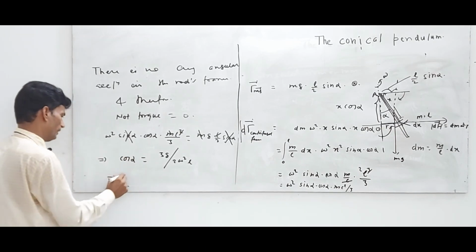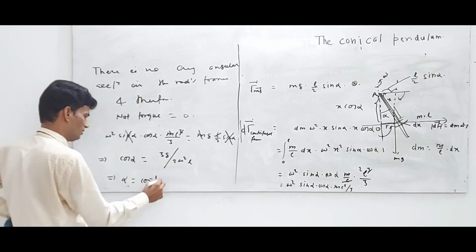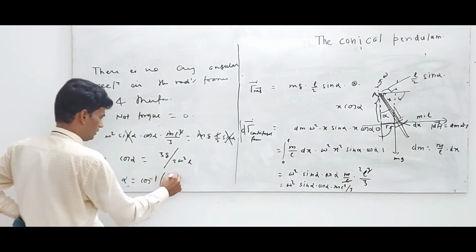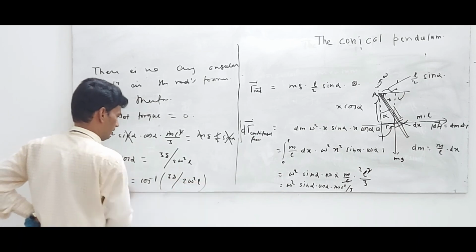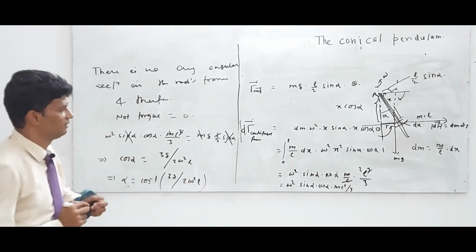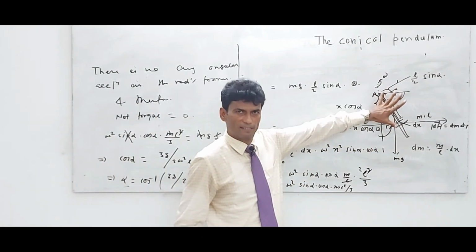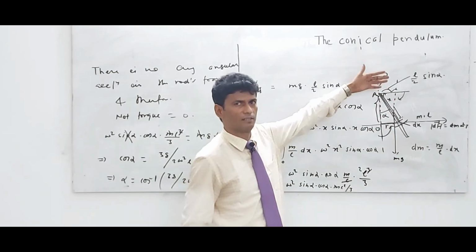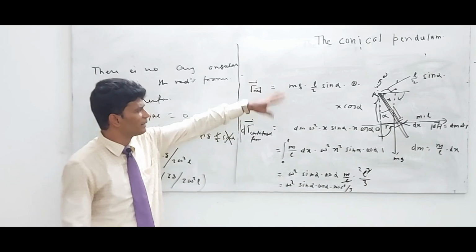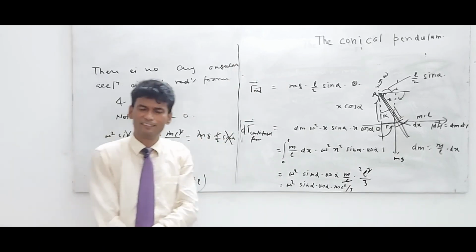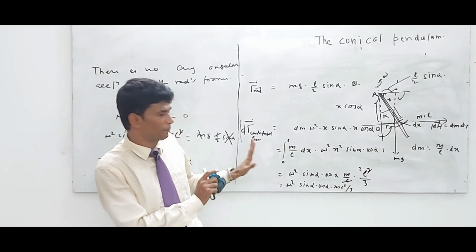And hence alpha. So we have to find angle alpha. So alpha is equal to cos inverse, that is the way to write in terms of inverse, 3g over twice omega square L. So this is the conical pendulum. In fact, another version of the conical pendulum. Okay. However, some types of pendulum are still left. So I am going to stop here.